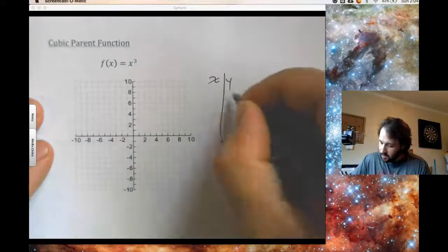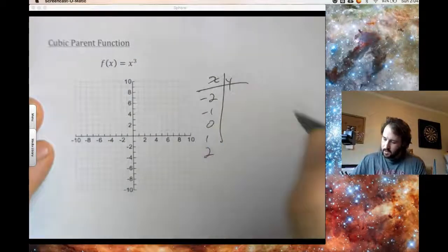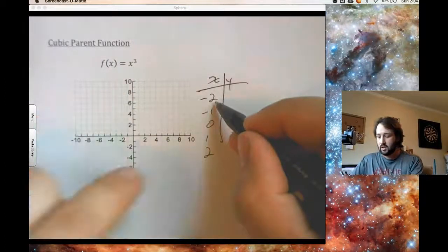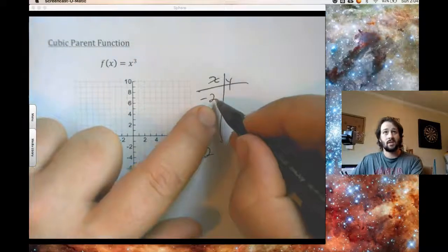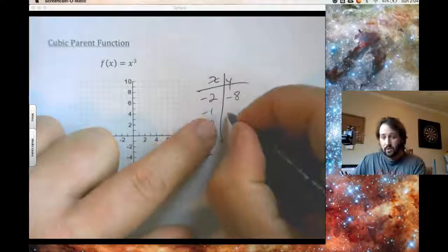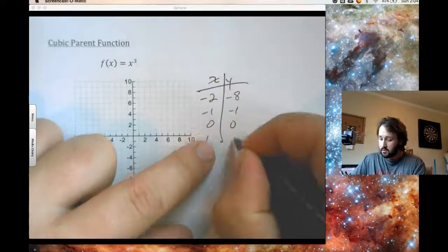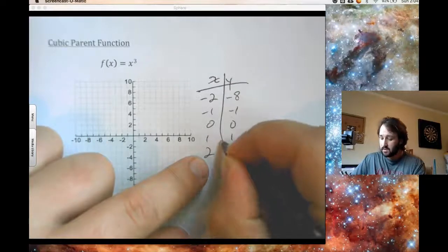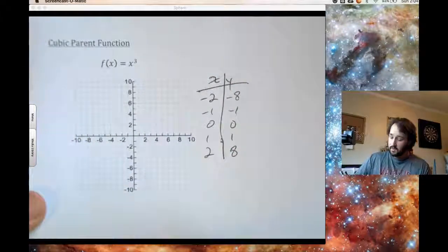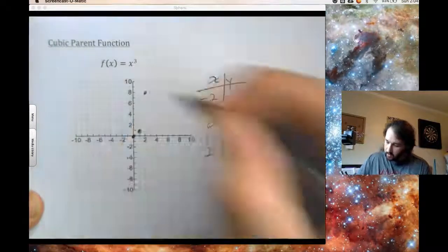All right, so now for our cubic parent function. So notice I am cubing numbers. So if I take negative 2 and I cube it, negative 2 times negative 2 times negative 2, that will create negative 8. Negative 1 multiplied by itself 3 times would create negative 1. 0 would be 0, 1 would be 1, 2 would be positive 8. So if I were to graph these points, I have 0, 0, 1, 1, 2, 8. So it grows super fast.